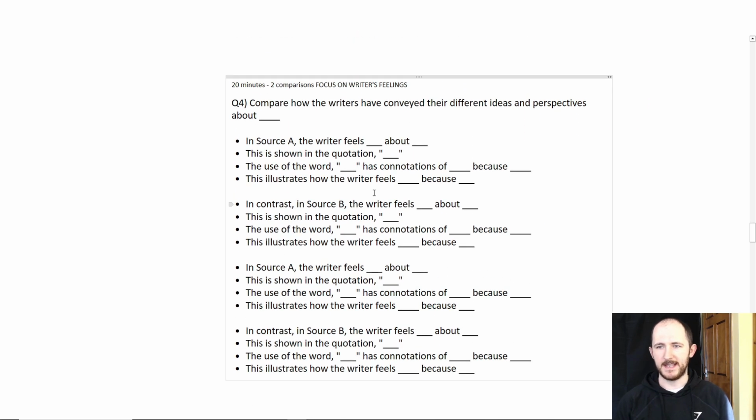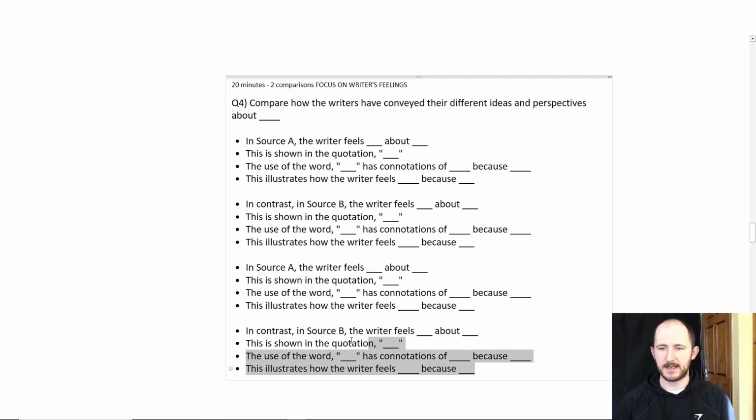So the structure here is a bit longer. So again, it's 2 comparisons, so in total it'd be 4 paragraphs. So compare how the writers have conveyed their different ideas and perspectives about, again, childhood could be one. So in source A, the writer feels something about something. Shown in the quotation, use of the word has connotations. This illustrates how the writer feels because. Then you will say in contrast or something, or similarly, but I'm pretty sure it will be contrast in most cases. You write in source B and then you follow the same structure.